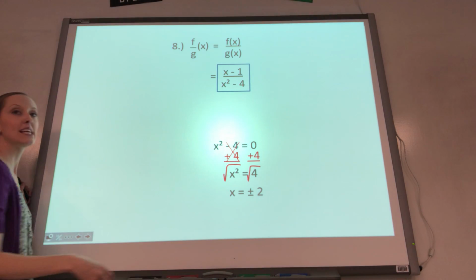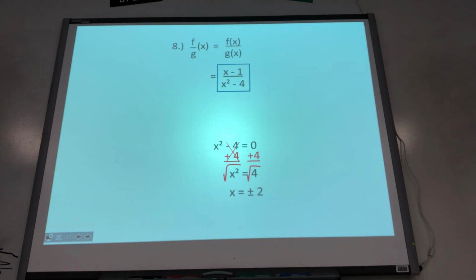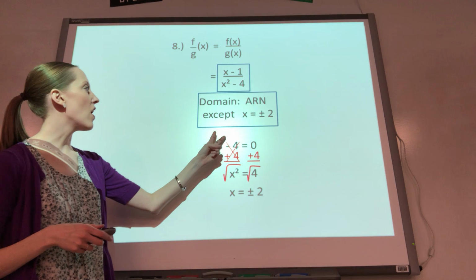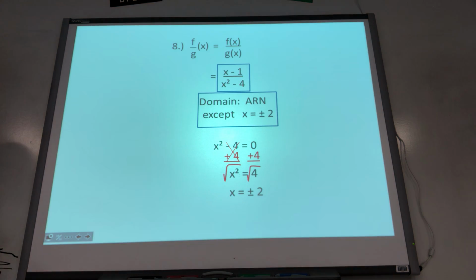And so it turns out we have to throw out 2 values of x. We're going to say all real numbers except x equals plus or minus 2. It can be anything at all except positive 2 and negative 2. Looks pretty good. Any questions about that?